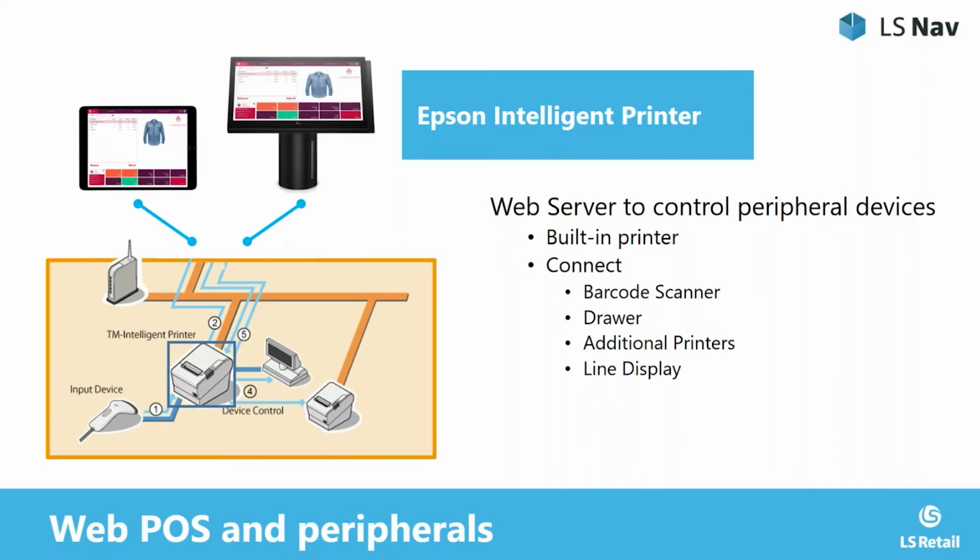Web POS and peripherals. We have two solutions. First one is Epson Intelligent Printer. As you can see here in the picture, you have a printer in the middle, and connected to the printer you have barcode scanner, drawers, additional printers, or line display. This is excellent for low footprint implementations where you would have, for example, just an iPad with a web browser and then a printer connected to the devices.